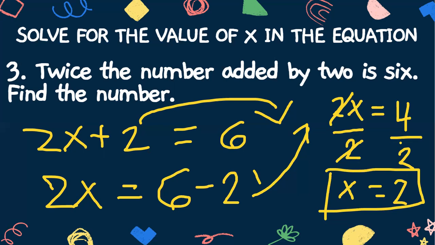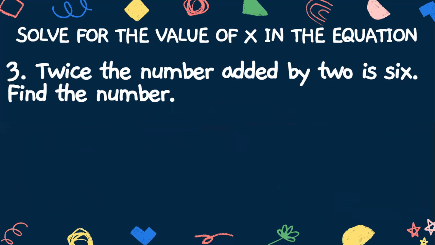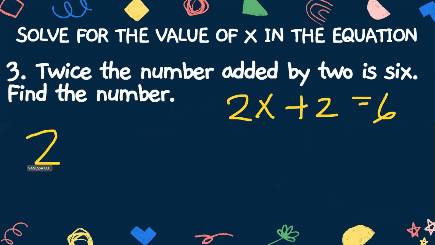So, let's check our step number 6. Let's check: the value of x is 2. Right? So 2x plus 2 is equal to 6. The value of our x is 2. Let's see if the answers are the same or equal.